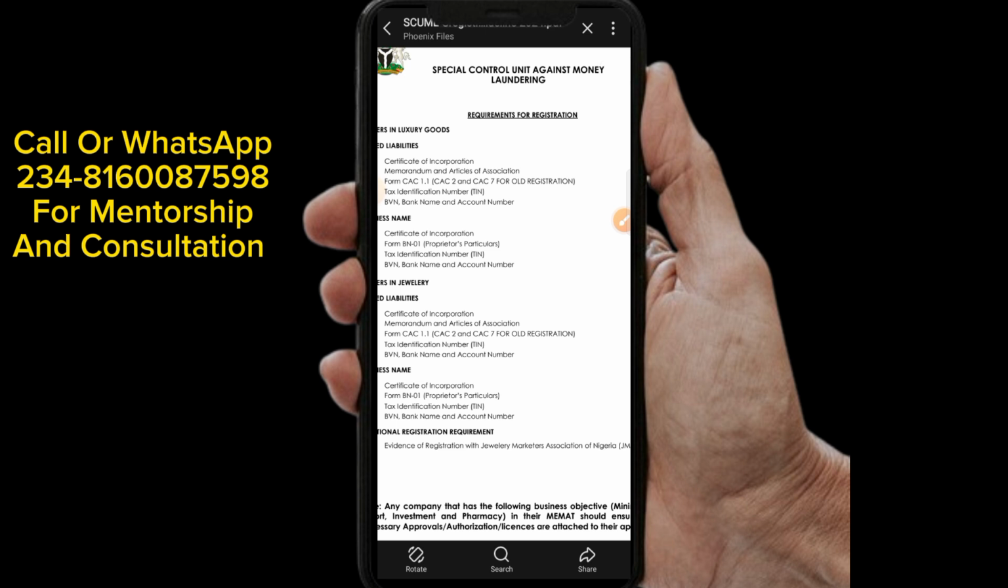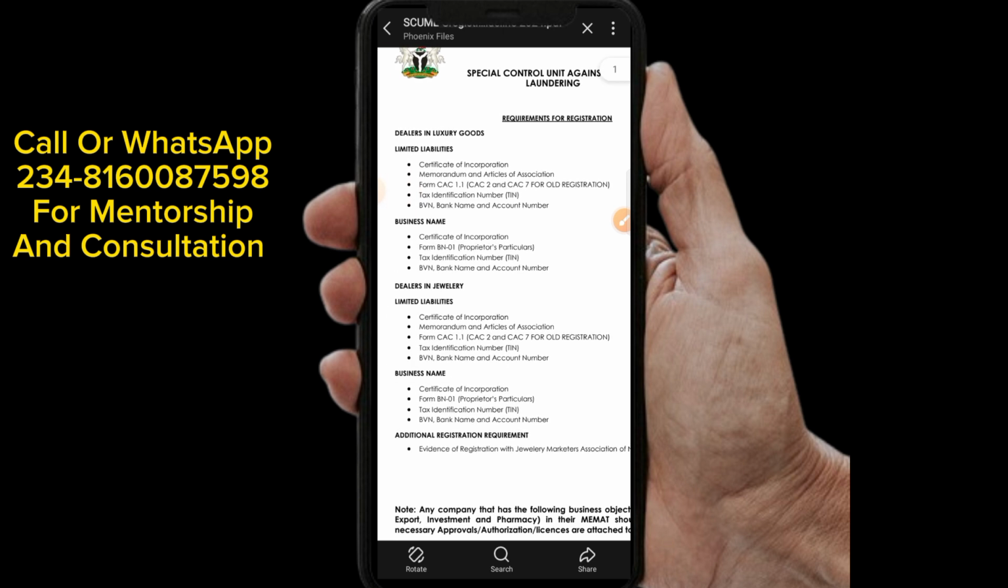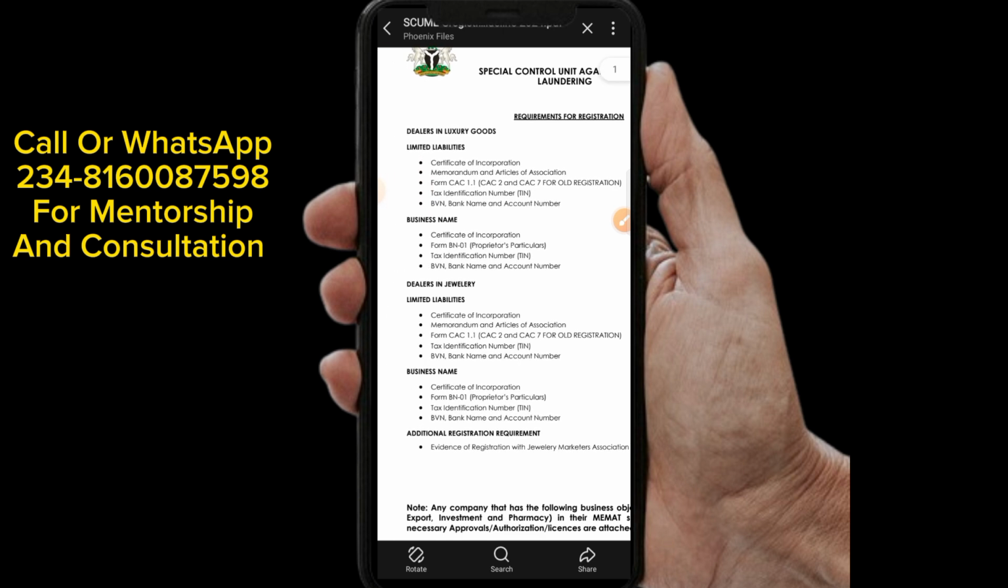Now we have different subcategories. I've also discussed this in my previous video. That is why I said for you to understand how these things work, you need to watch that previous video. I'm also going to be linking the video under the description of this video, so you can click on it to watch. Now, talking of the requirements, we have different subcategories.